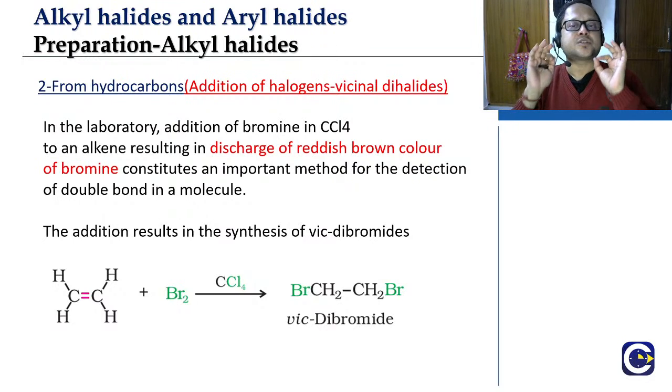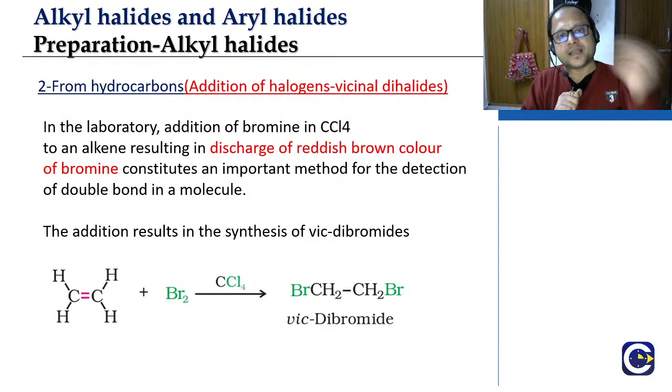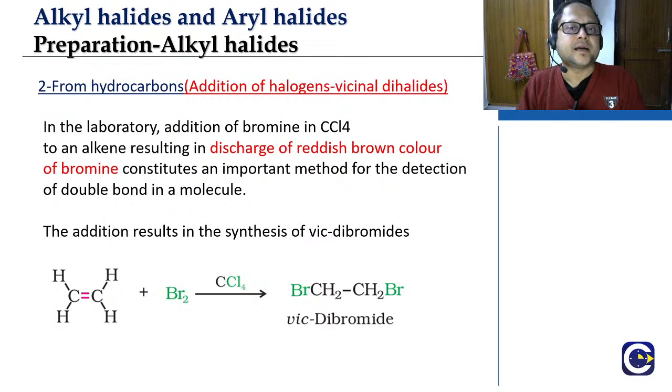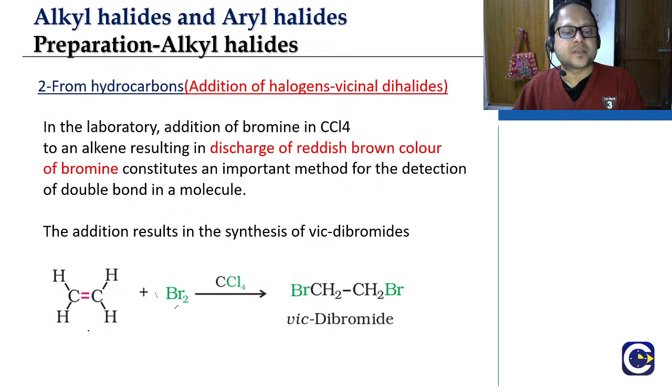So in case of bromine, which is brownish in color, you have dissolved that in CCl4, and then if you add some unsaturated hydrocarbon to it, like alkene or alkyne, slowly decoloration will take place. But why is this decoloration taking place? Because bromine is gradually reacting with the alkene and adding both the bromine atoms to the carbon atoms.